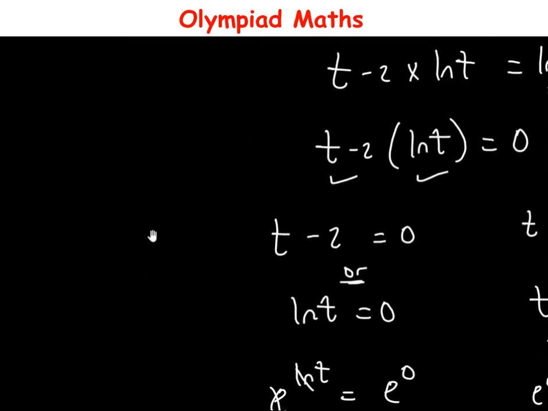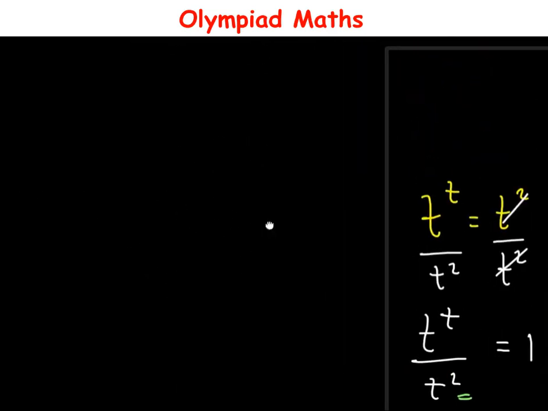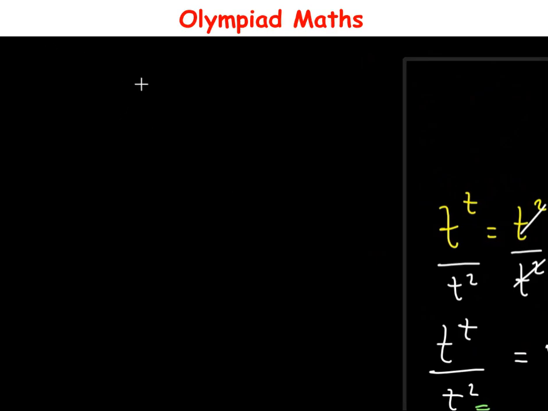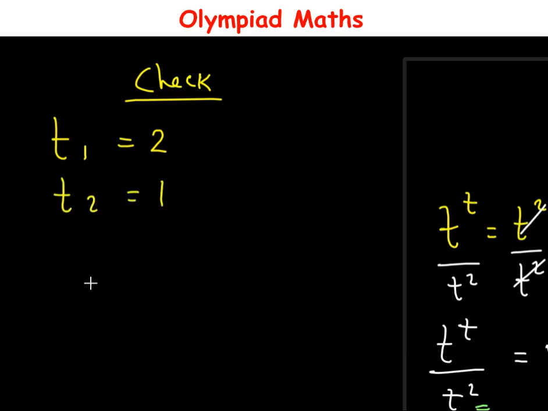Now, let's check if the solutions that I've gotten are the correct solutions. The first value of t equals 2, the second one is equal to 1. And the question is t raised to power t equals t raised to power 2. For the first solution, t equals 2, inputting the value of 2 into this question, t is 2 raised to power t is 2 is equal to t is 2 raised to power 2. So obviously, the value of t1 is the correct solution.